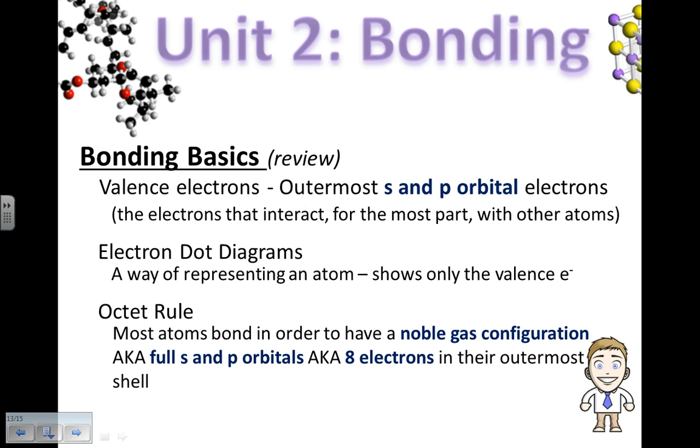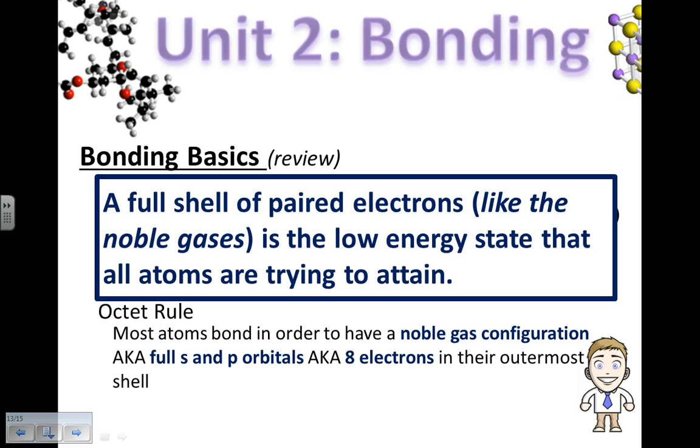So that concludes our video. These 3 terms are the basic ideas you need to understand how and why atoms bond to each other, along with one more really important one. This full shell of paired electrons, like we described in the Octet Rule, like noble gases have, is what we're going to call a low energy state that all these atoms are trying to attain as they bond to other atoms. Thank you very much for watching, and please enjoy the short recap on the following slide.